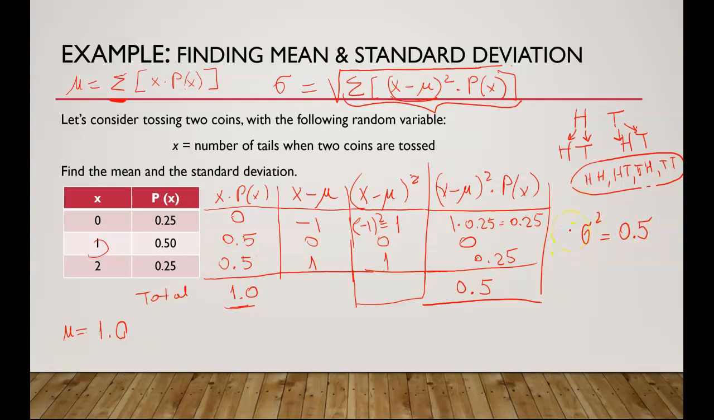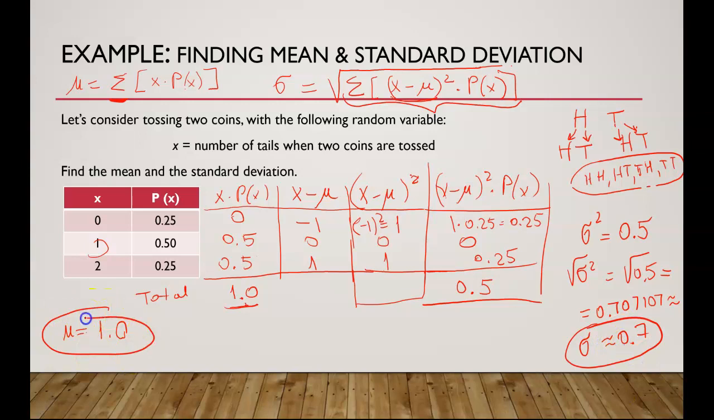Now a square root of a variance will give us standard deviation. Square root of 0.5 is 0.70707 and so on, approximately, rounded to one more decimal than the original values, just like the mean. The original values of a random variable are whole numbers, so we round the mean and the standard deviation to one more decimal. So standard deviation is equal to 0.7 and the mean is equal to 1.